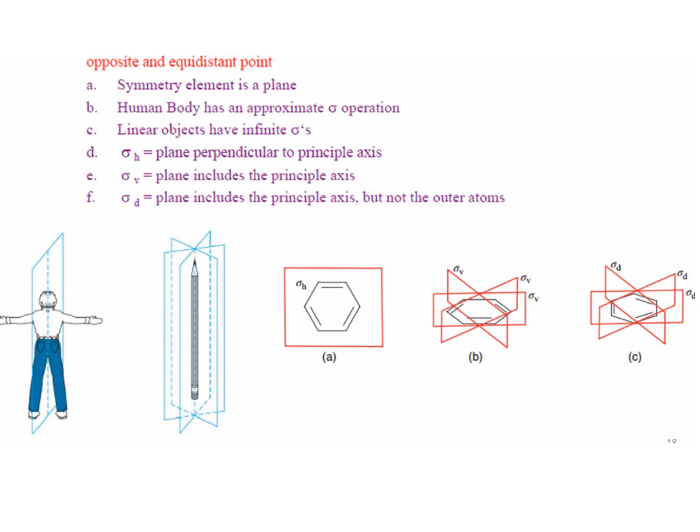Opposite and equidistant point. Symmetry element is a plane. Human body has an approximate sigma operation. Before studying this, we have to know that this is the third symmetry element, which is known as the plane of symmetry. It is represented by the letter sigma, and it is of 3 types: either horizontal, vertical, or dihedral. So the symmetry element is a plane. Human body has an approximate sigma operation. Linear objects have infinite sigmas.